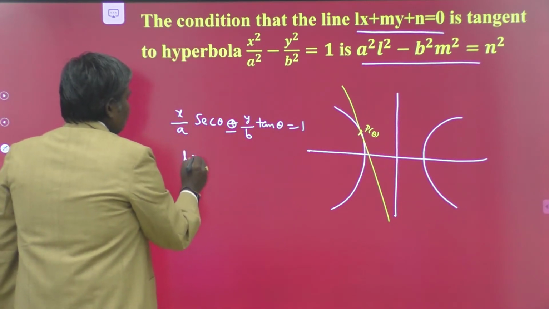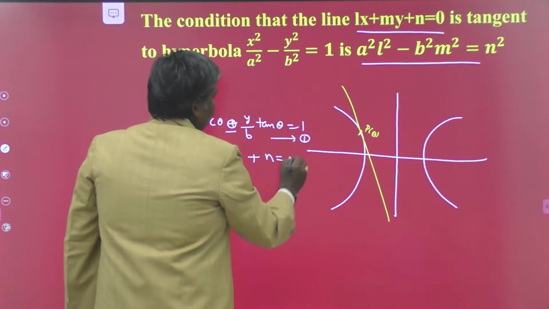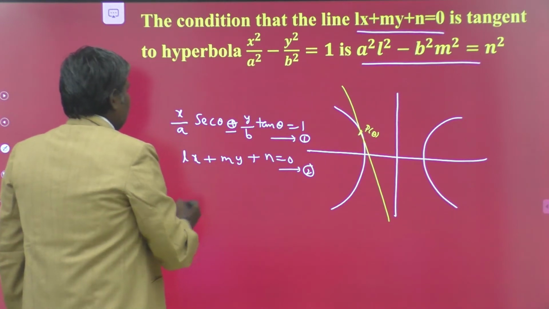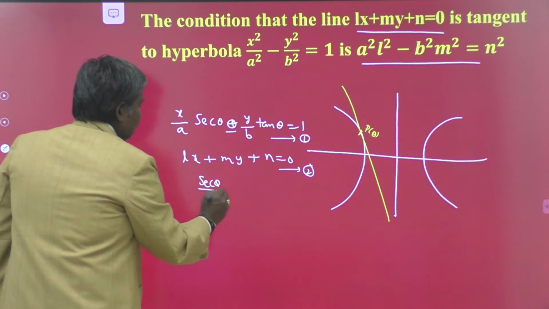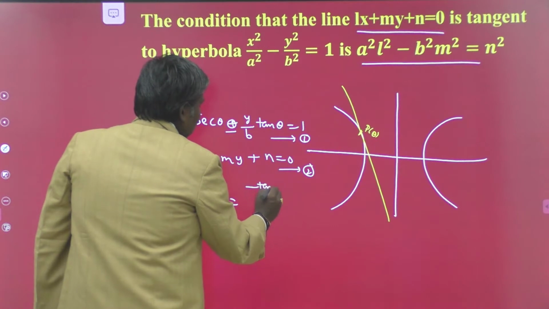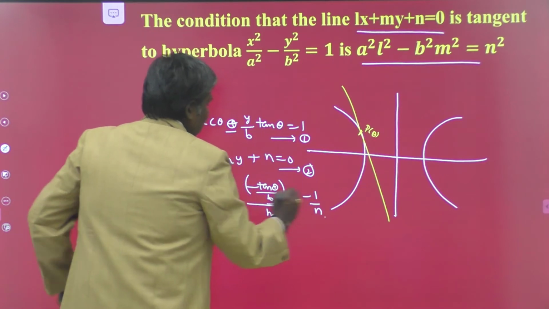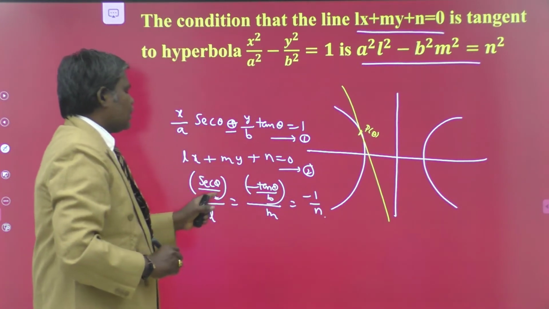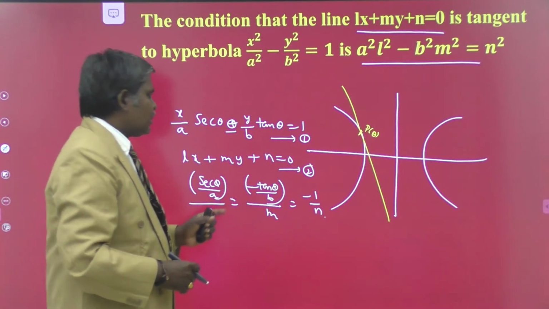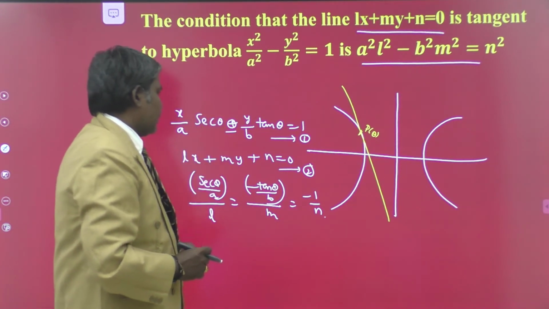But the line is Lx plus my plus n equal to 0. Now, these two equations represent the same tangent. Therefore, comparing like coefficients, we get secant theta by a by L is equal to minus tan theta by b by M is equal to minus 1 by N. From these equations, calculate the values of tan theta and secant theta and eliminate theta by using the formula secant square theta minus tan square theta is 1. We obtain the required result.